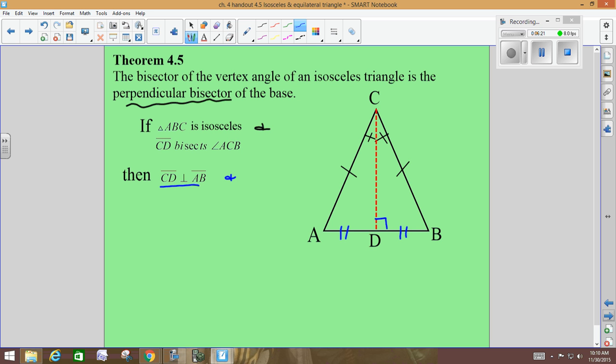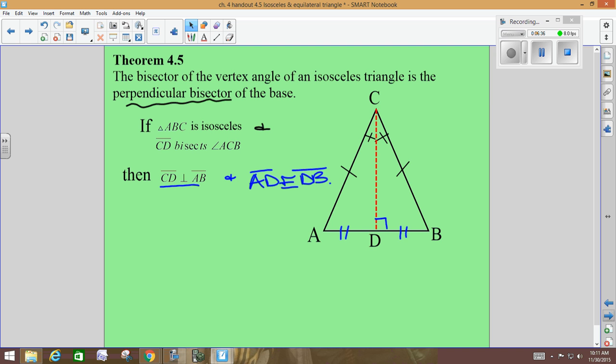And AD is congruent to DB. Good. Oops, congruent to DB. You proved this theorem last week. We did it together on the sideboard. It was number 5 at the top of the paper.